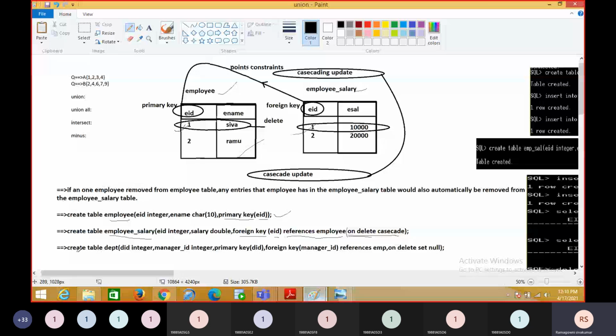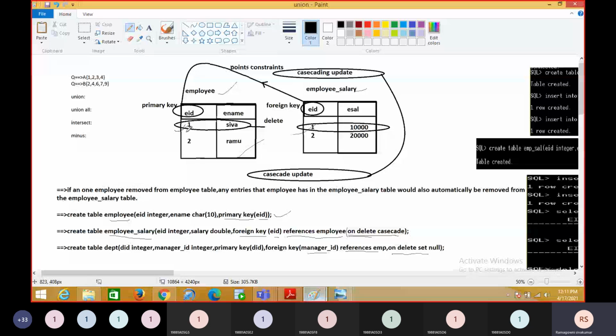Next, I create a department table, having department ID and manager ID. Here the foreign key is manager ID, which refers to the employee table. Here I use on delete set null. Whenever I delete the row that the foreign key manager ID refers to, the manager ID becomes a null value. Instead of 1, it stores null. That is the meaning of on delete set null.